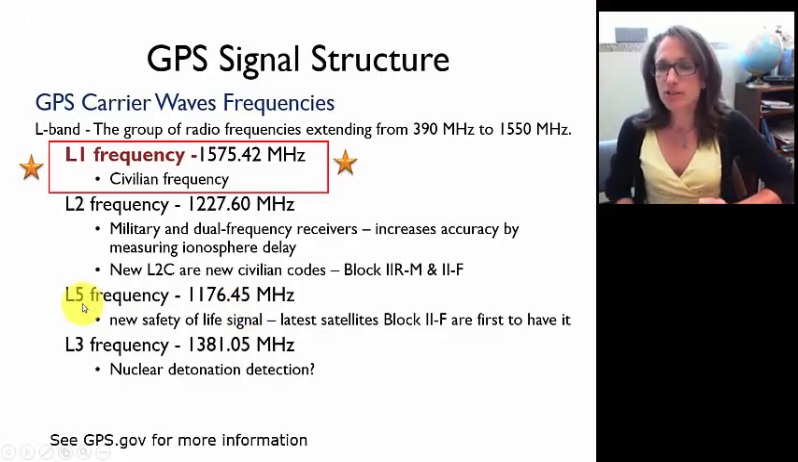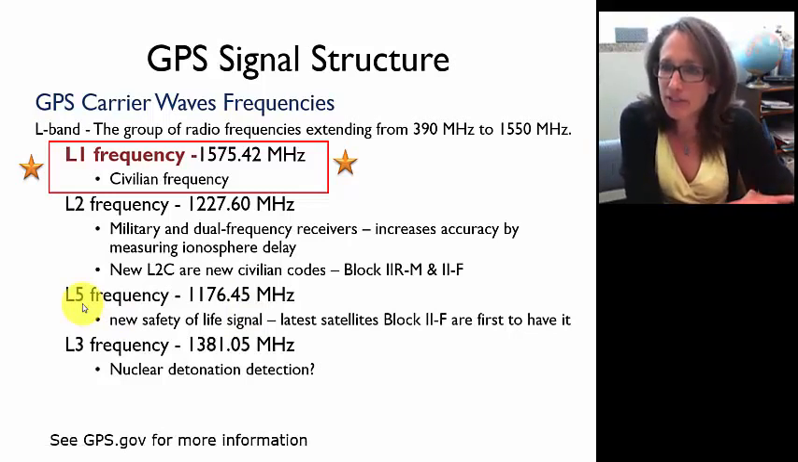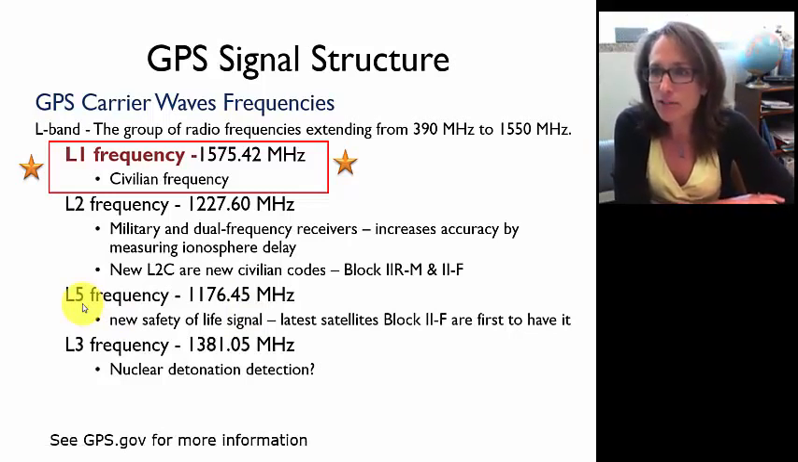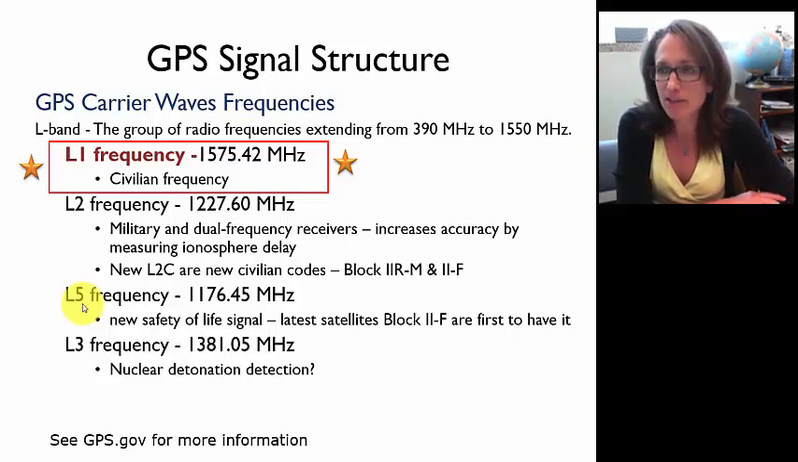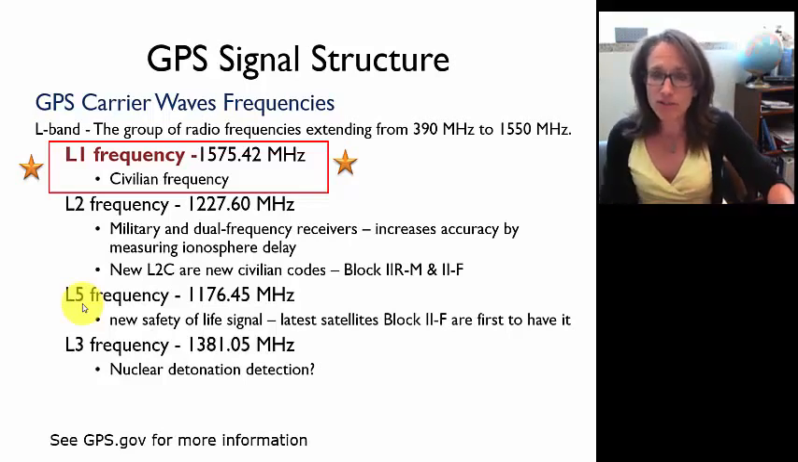All right, so the GPS carrier waves are in the band of radio frequencies called the L band, which ranges from 390 megahertz to 1550 megahertz. And new GPS satellites actually transmit electromagnetic waves at different frequencies. The older ones just transmit the L1 and the L2, and the newer ones include an L5 and an L3. The L1 is the one that we are using.